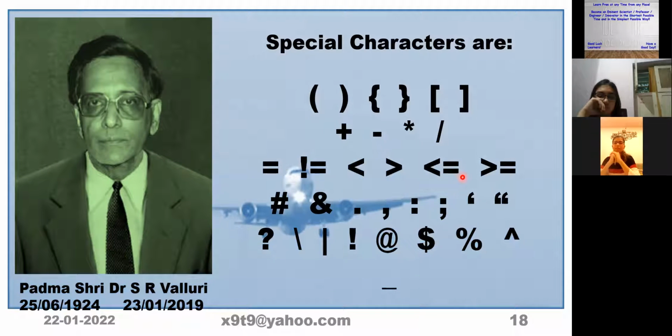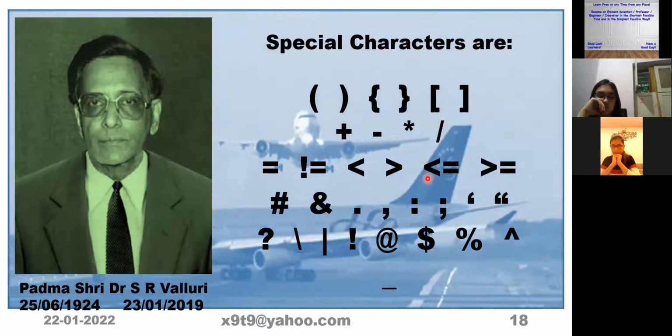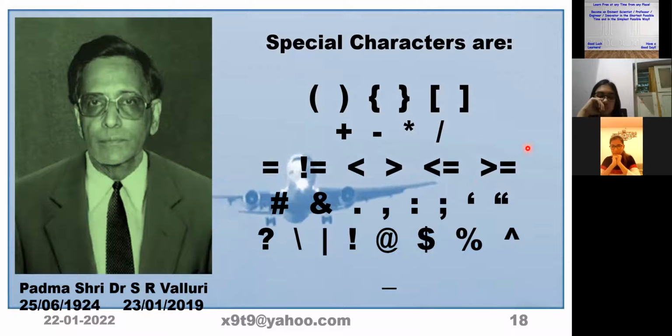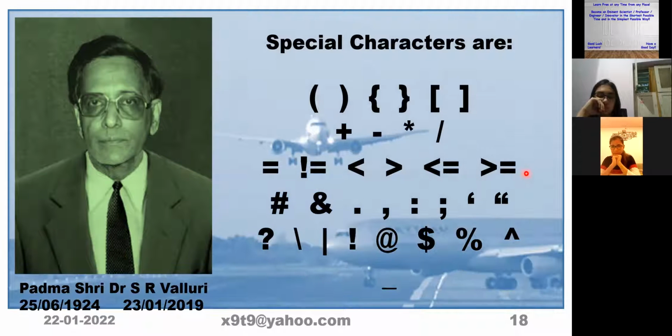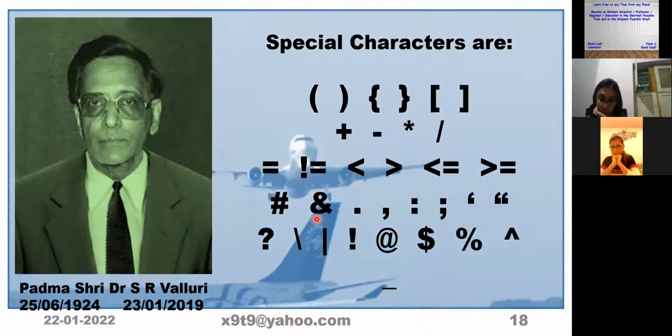In mathematics, we try to write a line here itself, making it a single symbol. Here we have to write both. Similarly, greater than or equal to means it will be like this. Now, this is called hash symbol. This is and symbol, we can call it.